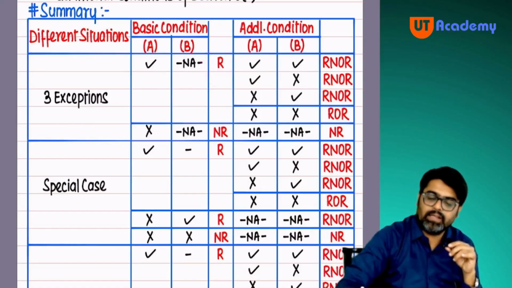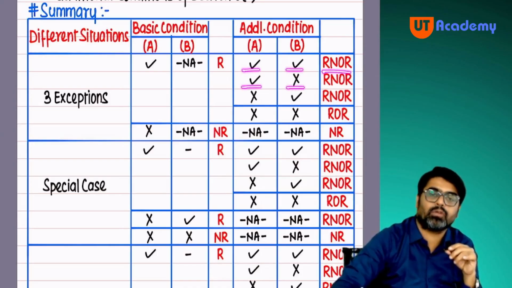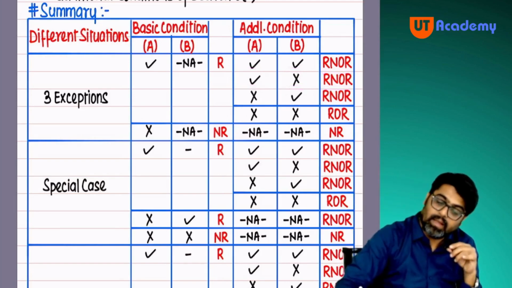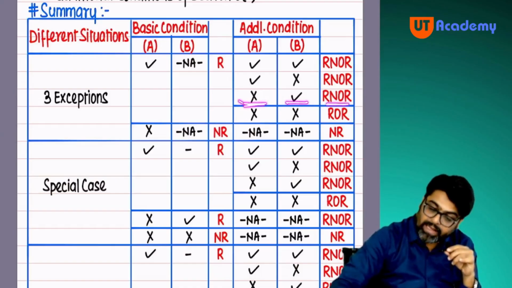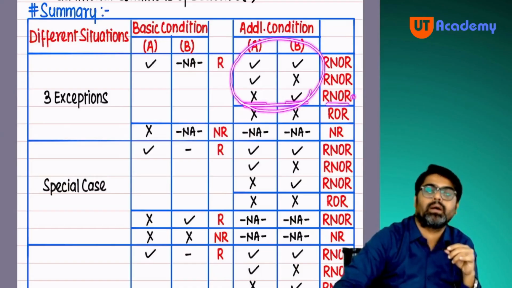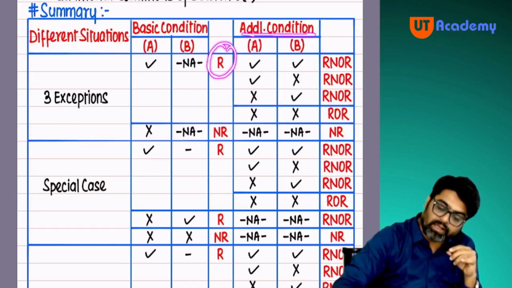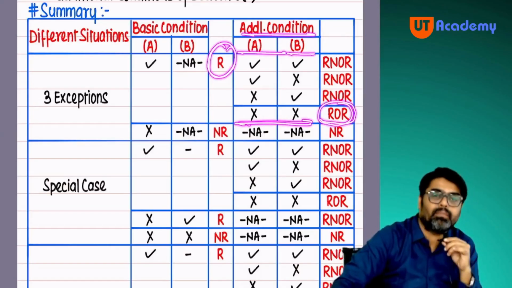Additional condition A, additional condition B. Both satisfied, you become RNOR. A is satisfied, B is not satisfied, still you become RNOR. Any one additional condition is required. B is satisfied, A is not satisfied, still you become RNOR, because if you fulfill any one additional condition, you become RNOR. But if, even after becoming a resident, you don't satisfy additional condition A or B, you cannot become RNOR, you will become ROR.